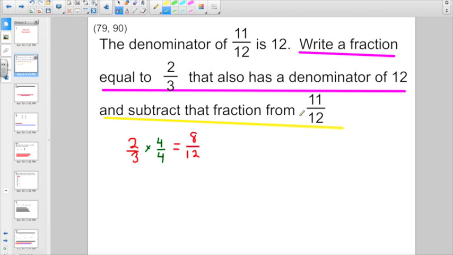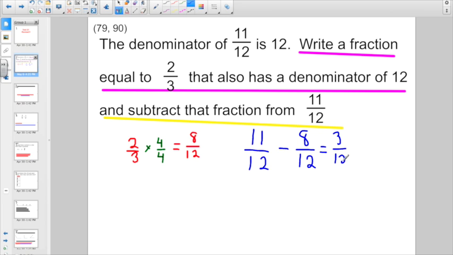Just think about it logically. Which number are you going to put on top to subtract? The smaller number or the bigger number? So you're going to end up writing something that looks like this. So I have 11/12 minus 8/12. That's going to give us 3/12, right? But I am still not done.